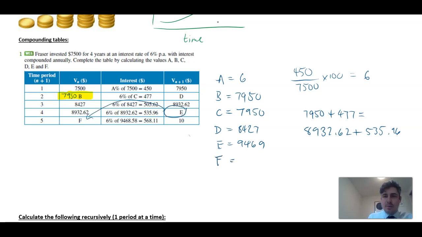So this is how compounding interest works step by step. And it's important you understand that, because when we start using the formulas for it, you need to understand what happens each time. In my next video, we're going to look at doing it recursively, and then we're going to use formulas.